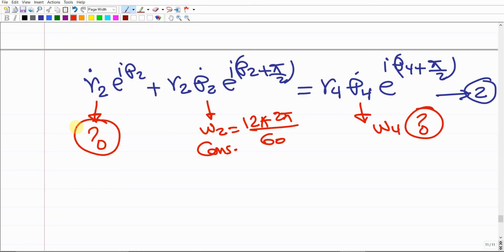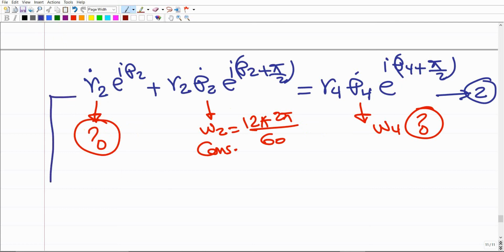So we're gonna end up with one equation, or this loop correlation equation has two unknowns, that is going to be split into real and imaginary parts. So you're going to end up with two equations. Then simply you can solve them for R2 dot and theta 4 dot.